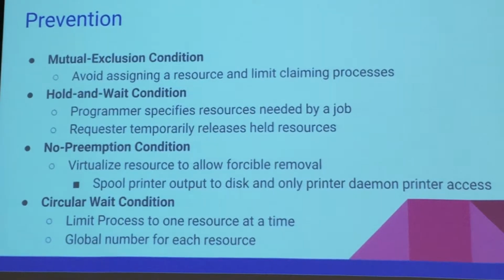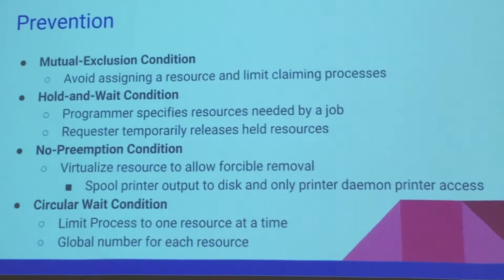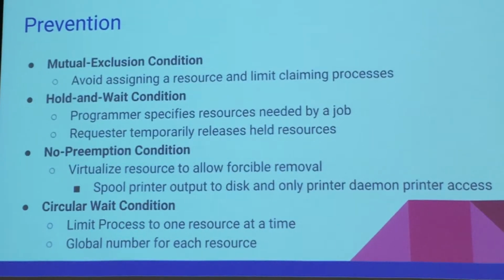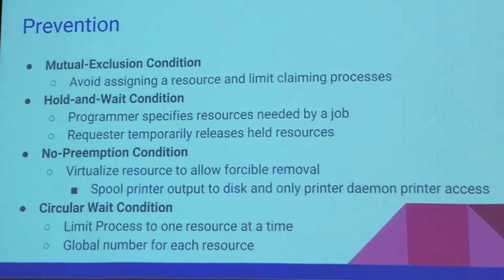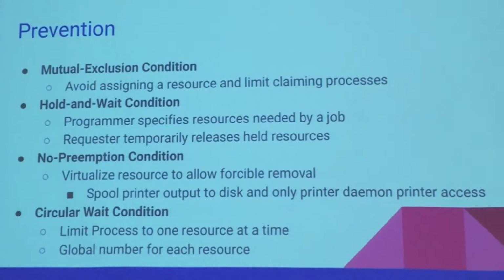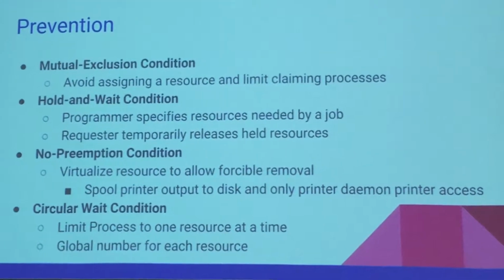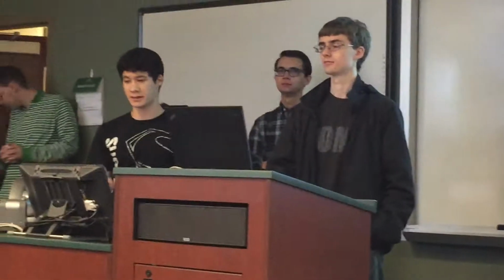The no preemption condition is when you can't forcibly remove a resource from a process. You can't just grab it out without that process saying it's okay. And this can be done with some, but not all. For example, if you spool the printer output to disk and only allow the printer daemon access to the real printer, that would work. The printer would no longer have deadlocks. But it could create one over the disk space.